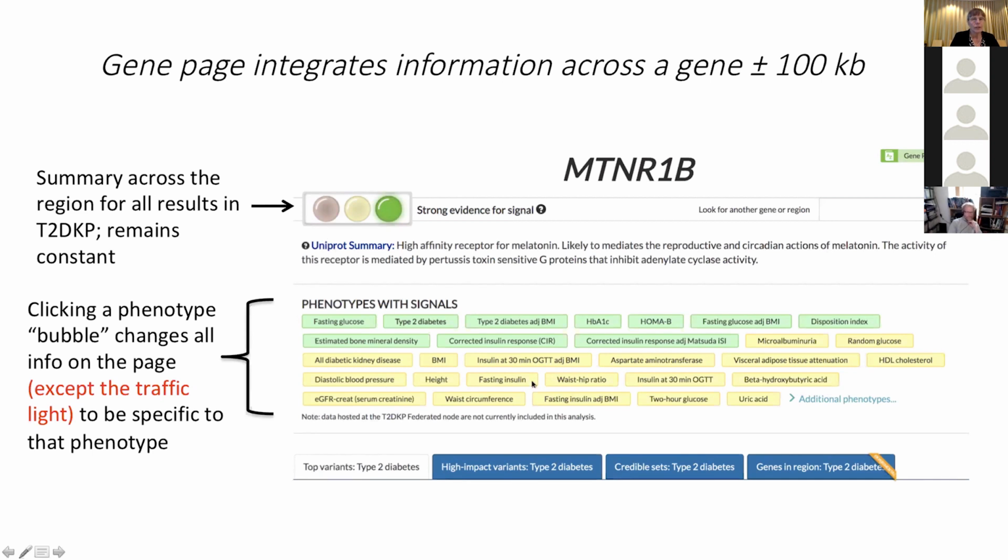Just below this is a section that we call the phenotype bubbles. They have the same color coding, so the green ones have a strong association, and so forth. When you click one of these bubbles, it changes everything else lower down on the page to pertain to that phenotype, but it does not change the traffic light. Below this section, there are 4 tabs on the gene page, and they also show what phenotype you're looking at, just to make it clear. Last webinar, I talked some about the top variants and the high impact variants tab, so I'm not going to cover those today. I'm going to focus a little bit on the credible sets tab and the genes and region tab.